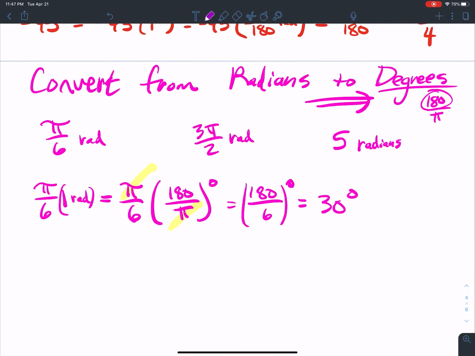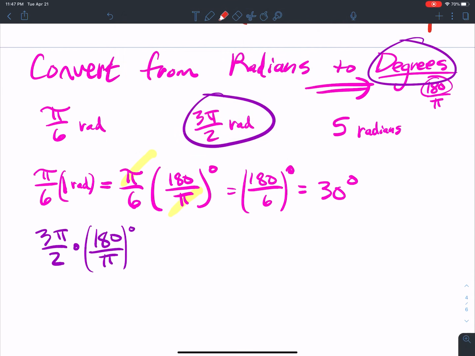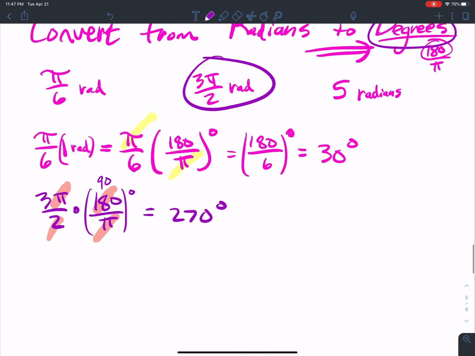Okay. The next one, 3 pi over 2. If I'm going to convert it to degrees, I multiply by 180 over pi. When I multiply by 180 over pi, what do I get? Well, the pi's cancel again. The 2 cancels with the 180, gets me 90. 90 times 3, that's 270 degrees, just like that.